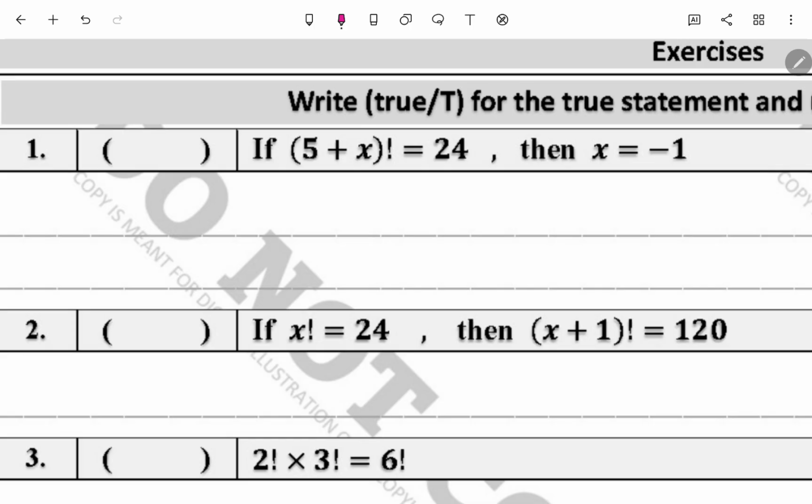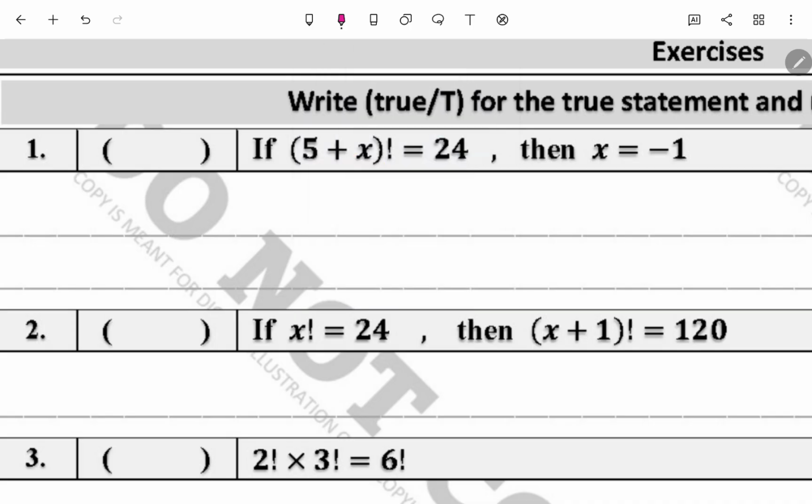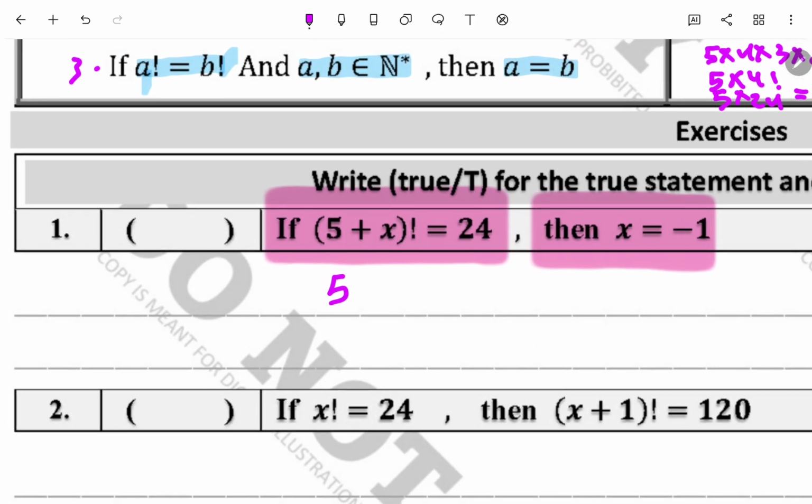Number 1, if (5 plus x) factorial equals 24, then we need to prove that x equals -1. You are going to equate some factorials from the left side and the right side to use this property, which says if a factorial equals b factorial, then a will be equal to b.